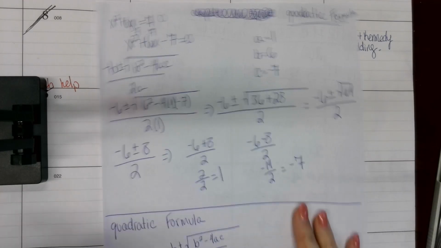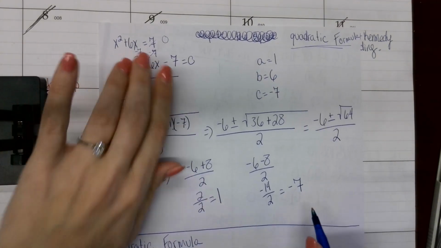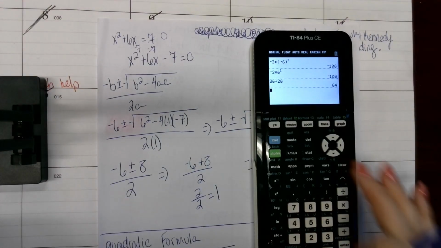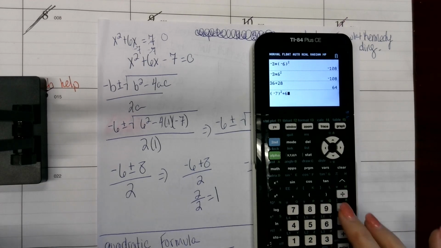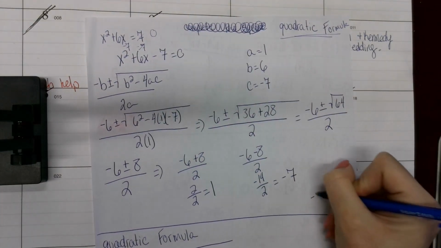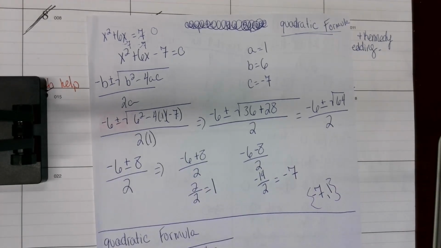And I can check that. 1 squared is 1 plus 6, 1 plus 6 is 7. Negative 7 squared would be 49 plus a negative 42? Yeah, 49 plus negative 42. Or we can just use the calculator. So negative 7 squared plus 6 times a negative 7 equals 7. So they are both correct answers. So our answer set is negative 7 and 1. That's the end of section 1.2.